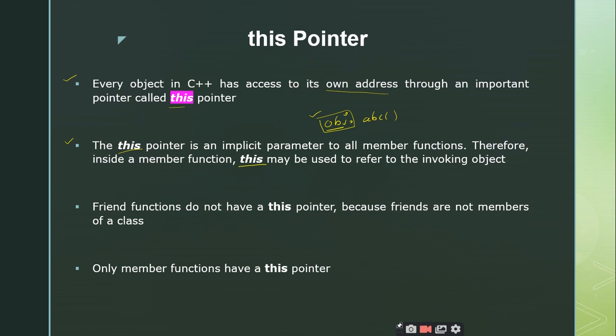Super, right? Friend functions are used to access the private members of a class. At the point of discussion of friend functions, you might have remembered that I told that the friend functions cannot be treated as the member functions of a class. Am I right or not? Yes, sir. So in such case, here I am saying that this pointer is an implicit parameter to all the member functions. So if a class is having any friend function, does it have any this pointer?